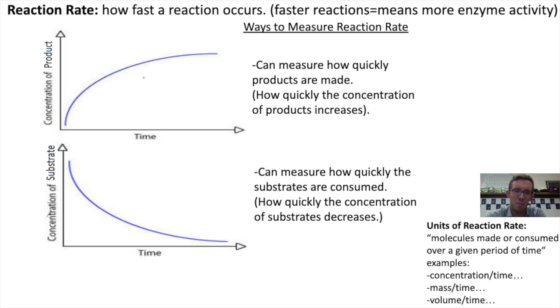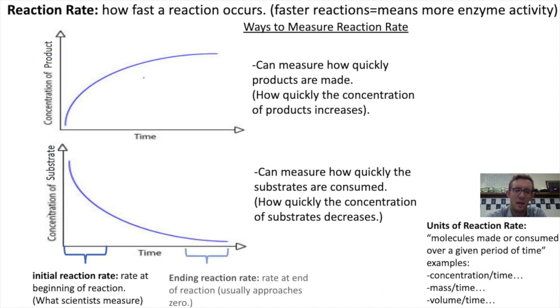But whether measuring products produced or substrates consumed, most scientists will look at the initial rate of the reaction. That is, they'll look at the rate near the beginning of the reaction rather than the rate near the end of the reaction, because for most enzyme reactions, the rate near the end of a reaction will approach 0. And this is just because the molecules involved in the reaction, the reactant molecules, start to run out as they all get converted to products.